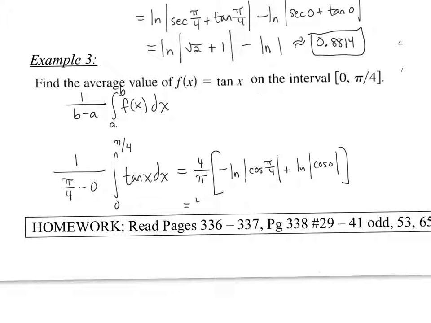And that is equal to 4 over pi. If you plug it into your calculator, you'll get these values. Do not round until the end. And you get 0.4412. Okay? So that is lesson 63.